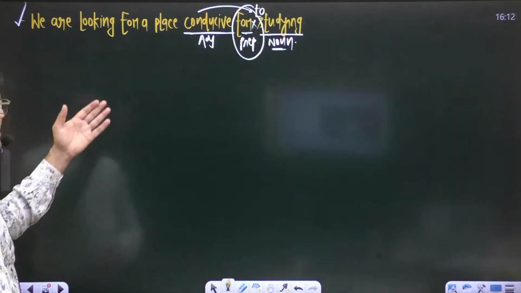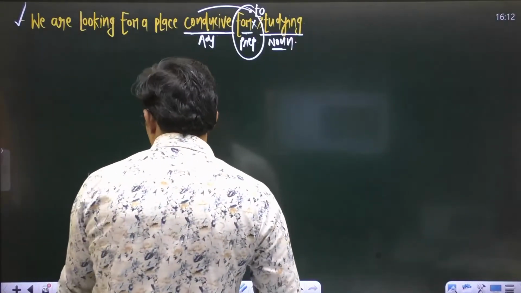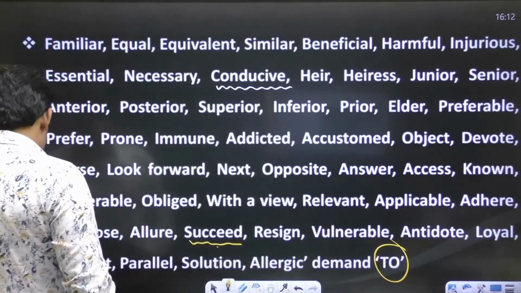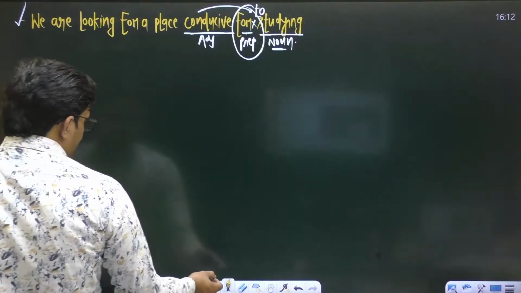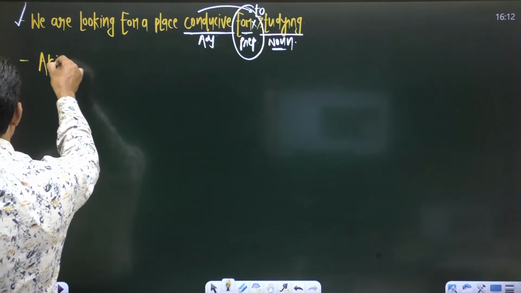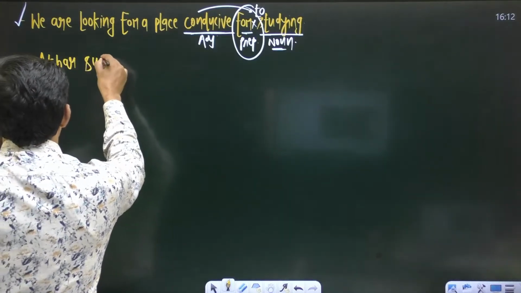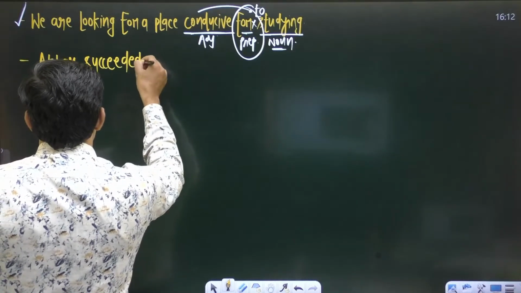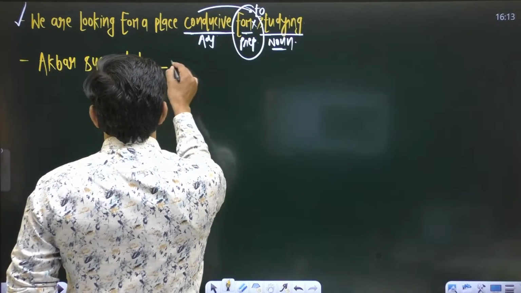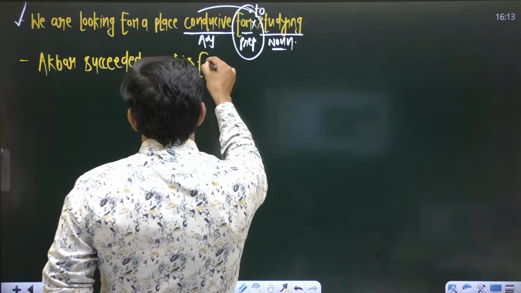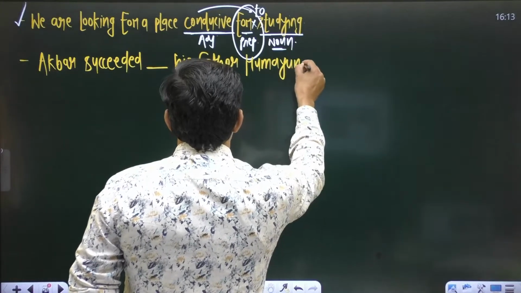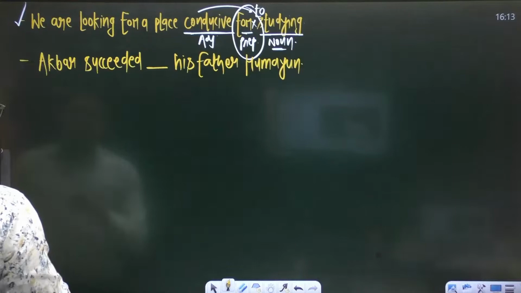So the same thing happens in the sentence. The word conducive demands a preposition to. In this list you have the word succeed. This is a verb. Let us discuss this word with an example. We shall discuss the verb succeed. First sentence: Akbar succeeded blank his father Humayun.